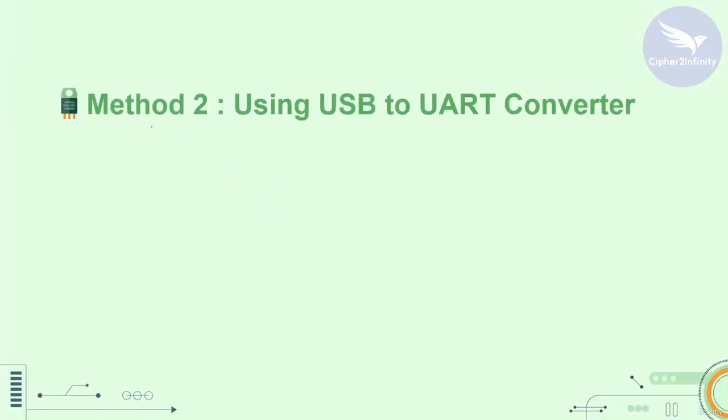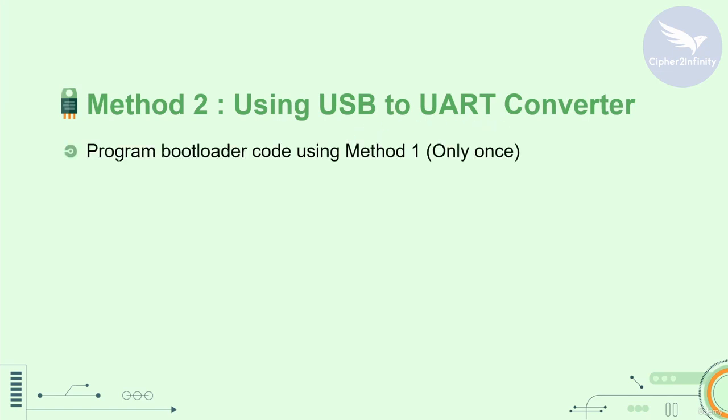So the second method is using USB to UART converter. The first point is program bootloader code using method 1. What exactly this bootloader code is, I'm going to talk about in detail in the next video. At this moment, just consider this is basically a separate code that we need to program in the microcontroller.